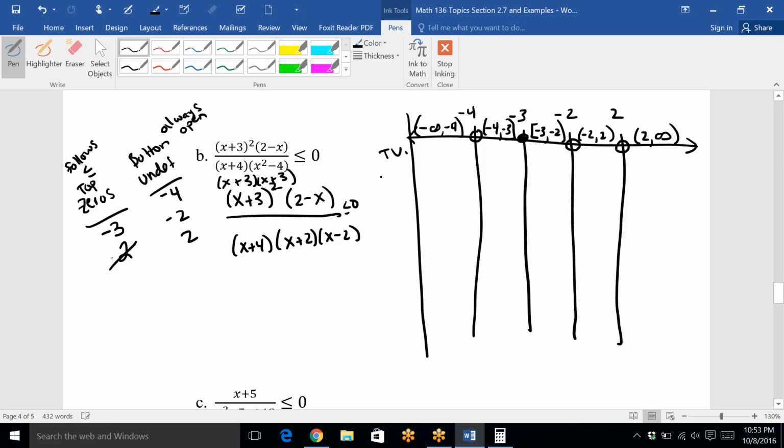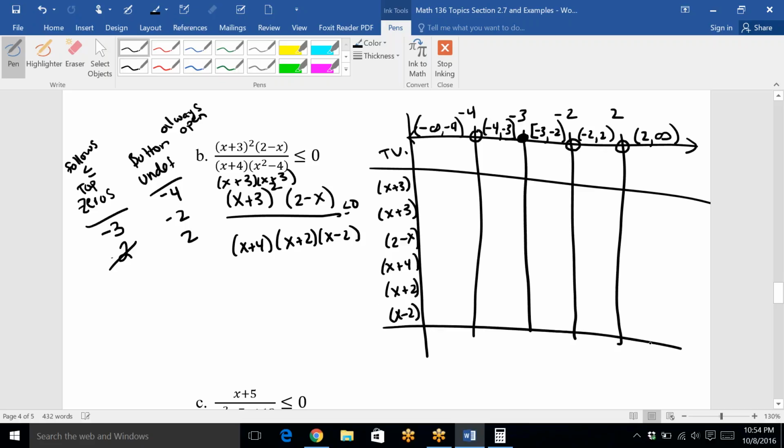So my factors, I'm going to have to look at x plus 3 twice because it was squared. I have to do my 2 minus x, my x plus 4. And remember, we talked about in class, you do not cancel anything even if it matches on top and bottom, because that would make you miss a 0 or an undefined value. So we just leave everything completely factored but not canceled.